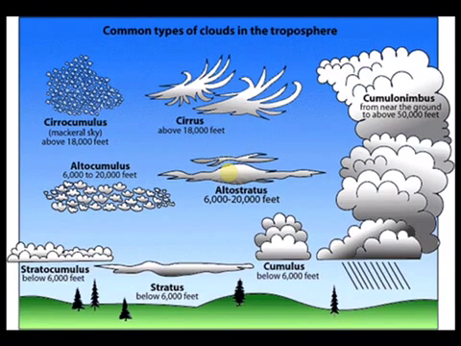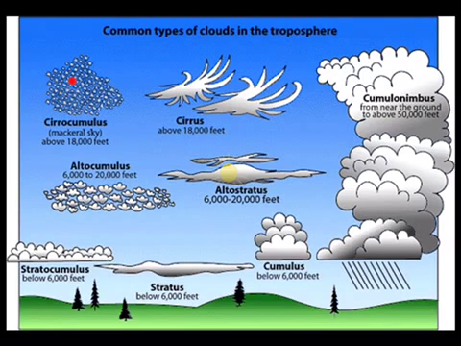So alto means middle. So altostratus clouds are layers that are in the middle of the sky. Cumulus means puffy. So puffy clouds that are in big layers are called stratocumulus. Altocumulus is going to be puffy clouds in the middle of the sky. Cirrus means high up. Those are here. They're wispy because they're being whipped around by the wind.